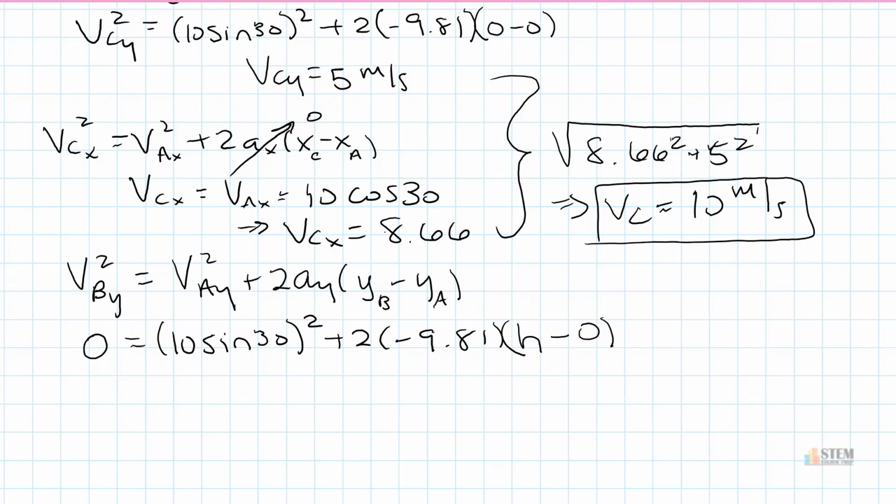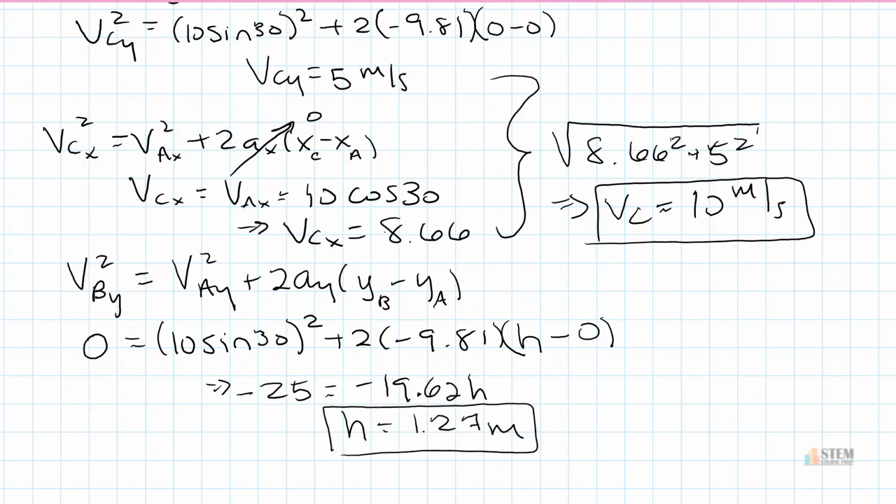All right, so if you simplify all of that and we take this 10 sine 30 squared, move it over, we're going to get 25. That'll be negative, equals negative 19.62 H. All right, so H then, once you solve, is 1.27 meters. Okay, so that gives that max height that that ball reaches at point B.